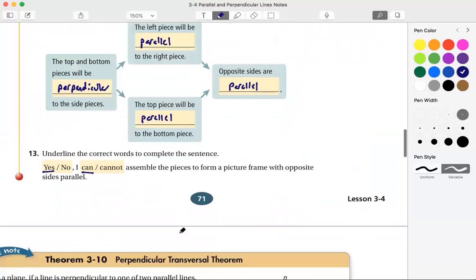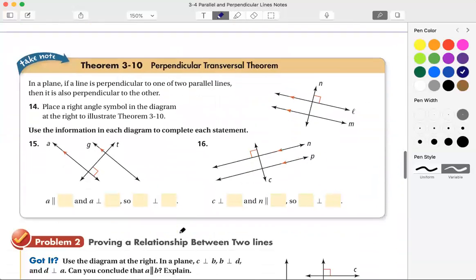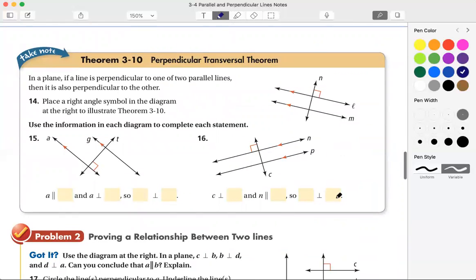All right. New theorem, theorem 3-10, perpendicular transversal theorem. So in a plane, if a line is perpendicular to one of two parallel lines, then it is also perpendicular to the other. So number 14, place a right angle symbol in the diagram at right to illustrate 3-10. So I know N is perpendicular to L, but I also know L is parallel to M. Therefore, I know N is also perpendicular to M.